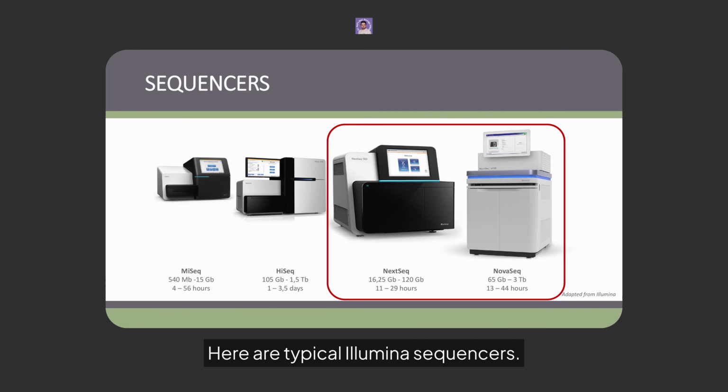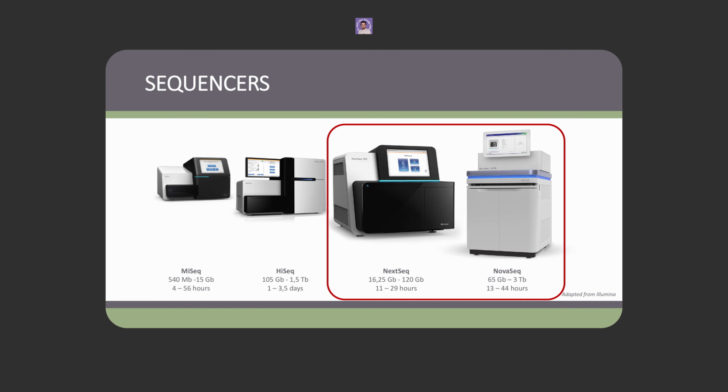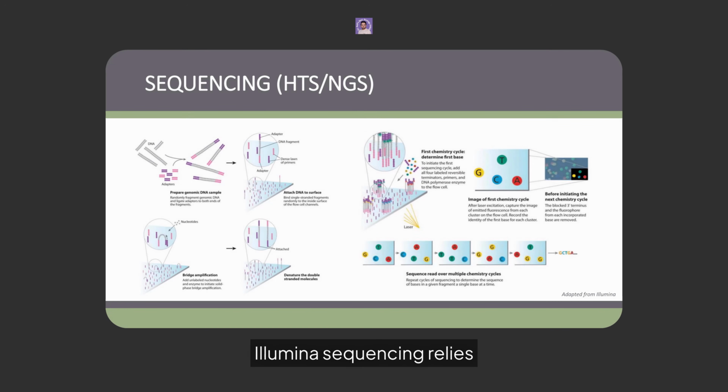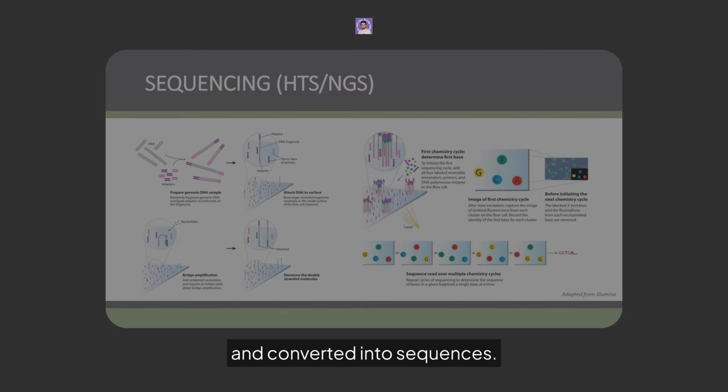Here are typical Illumina sequencers. MiSeq and HiSeq serve smaller or legacy projects, while NextSeq and NovaSeq deliver higher throughput. Choosing an instrument balances read depth, run time, and cost against the project's objectives. Illumina sequencing relies on sequencing by synthesis. DNA fragments with adapters bind to a flow cell, undergo bridge amplification to form clusters, and are read base by base. Fluorescent signals are recorded and converted into sequences.